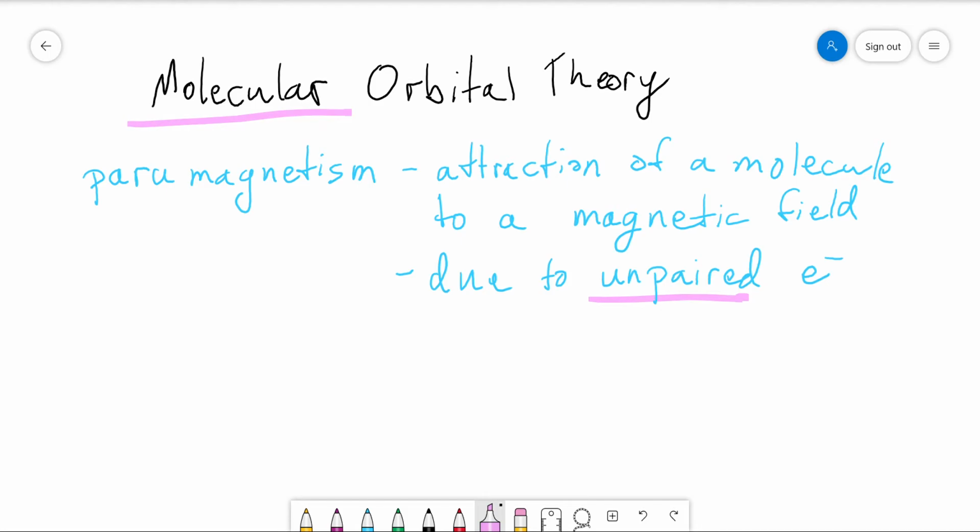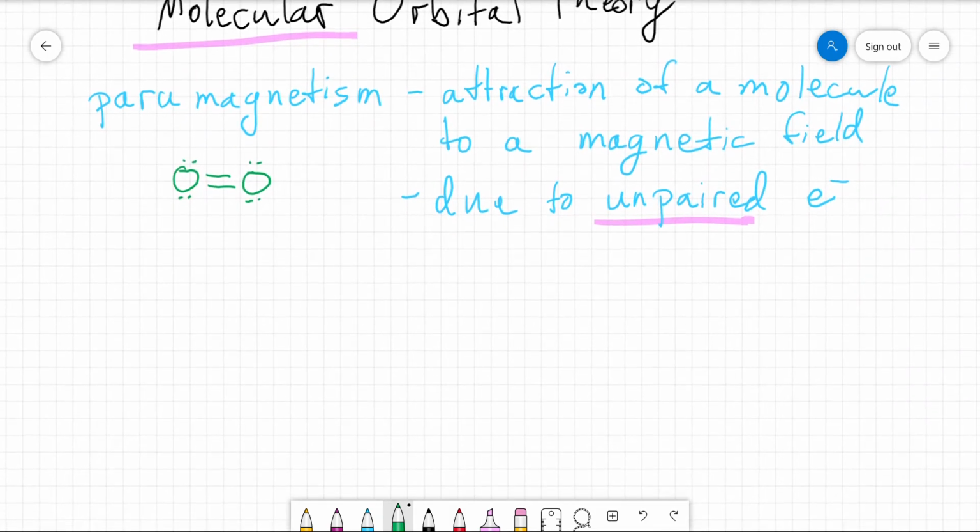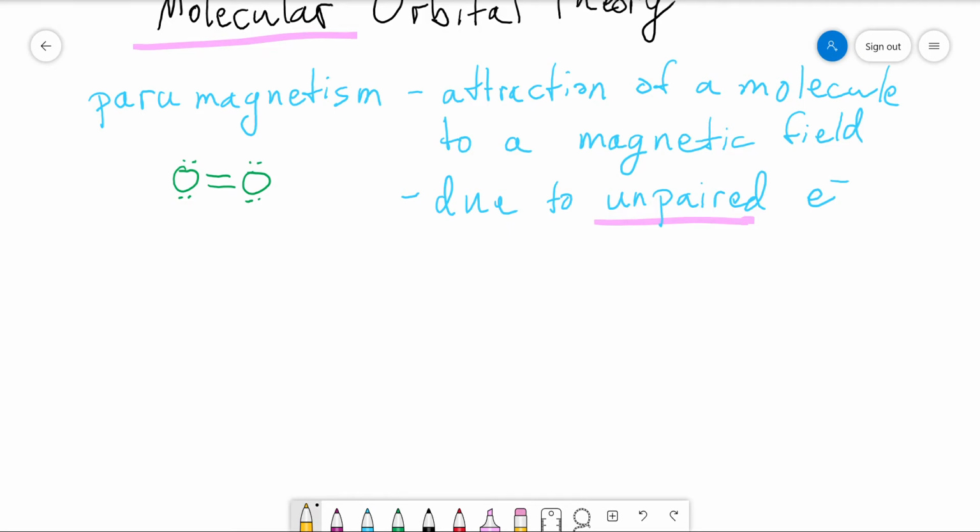So I'm going to link a video where the video shows nitrogen being poured between a magnet and then liquid oxygen being poured between a magnet. The liquid nitrogen does not stick, but the oxygen does stick. And if we look at the Lewis structure for O2, here it is, there are no unpaired electrons. But because that oxygen does stick to that magnet, we know there have to be unpaired electrons. So molecular orbital theory will give us a picture of the bonding in oxygen with unpaired electrons, and it will allow us to explain the paramagnetism.